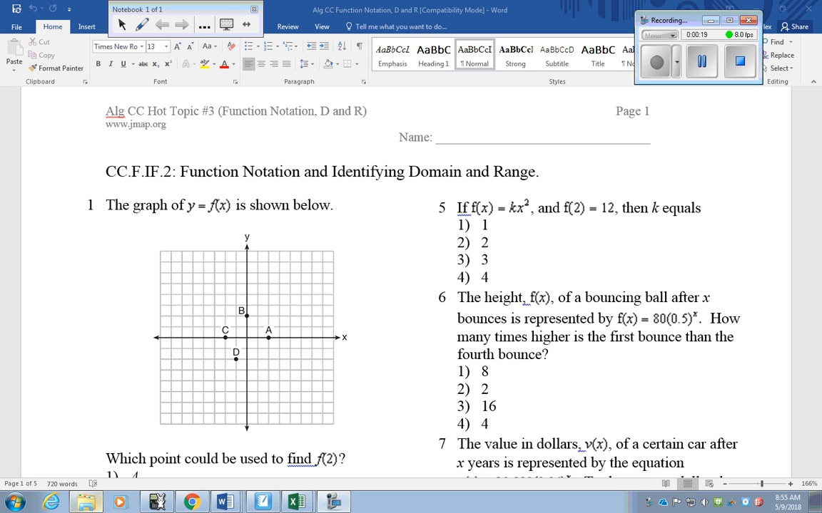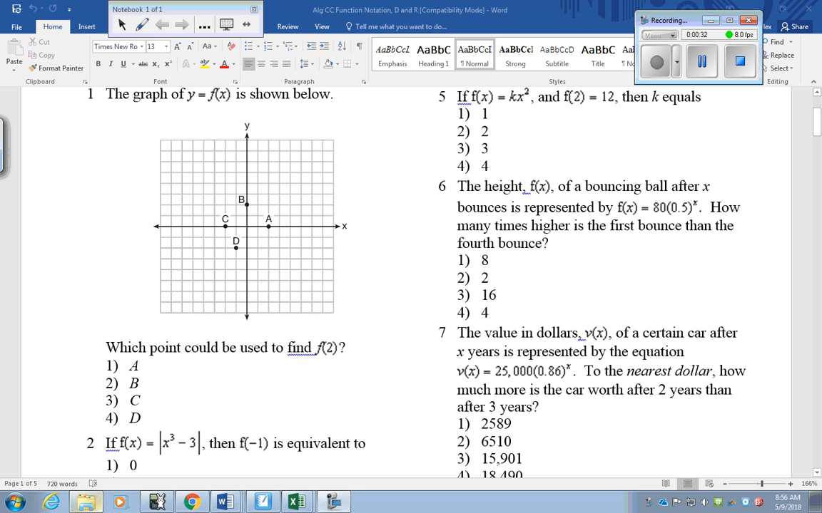We're going to focus on types of function notation you'll see, and we'll also talk about the domain, which is the x values, and range, which are y values. So we're going to look at question number 6 to start.